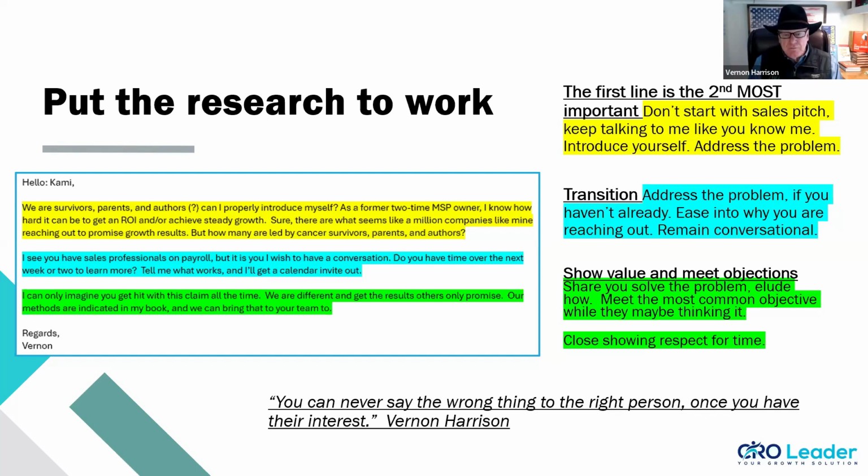Okay, it's addressing a problem. They're feeling neglected, right? Or they're massively growing and they're concerned that their MSP can't keep up. And you're indicating you understand both. See the difference between that and talking about your three levels of service and what they cost. Show some value and try to meet objections before they come up.